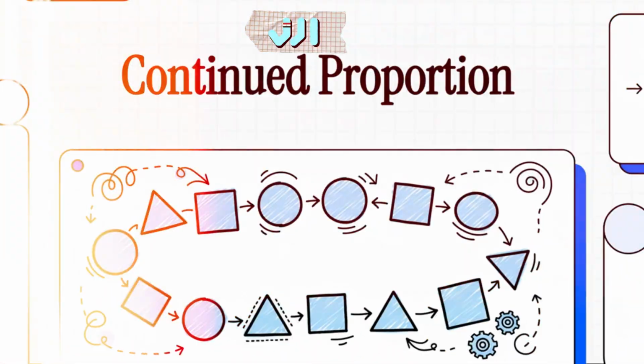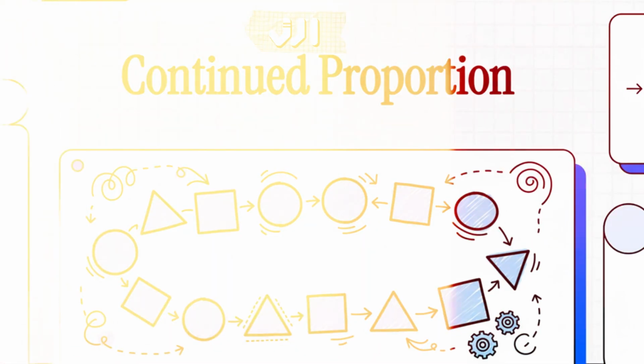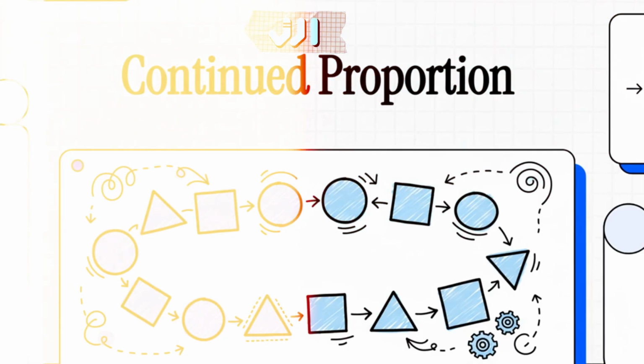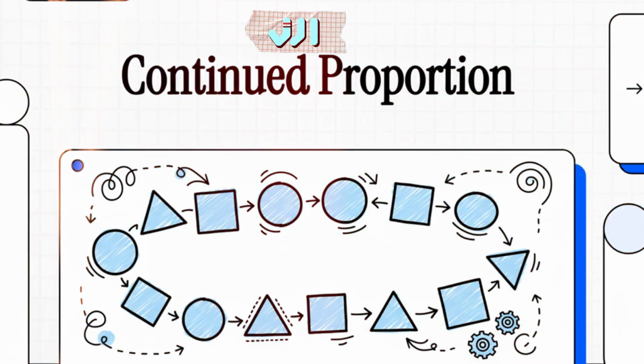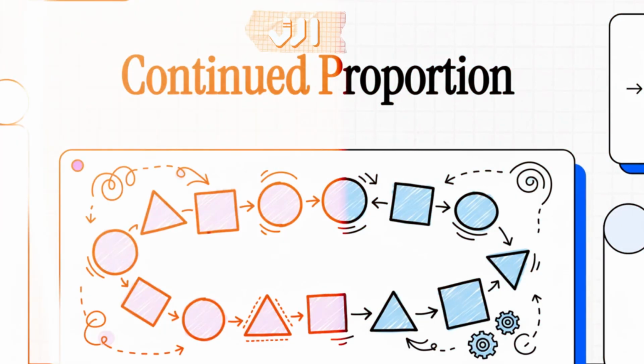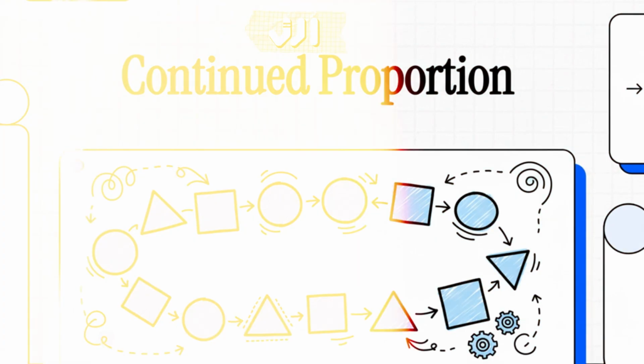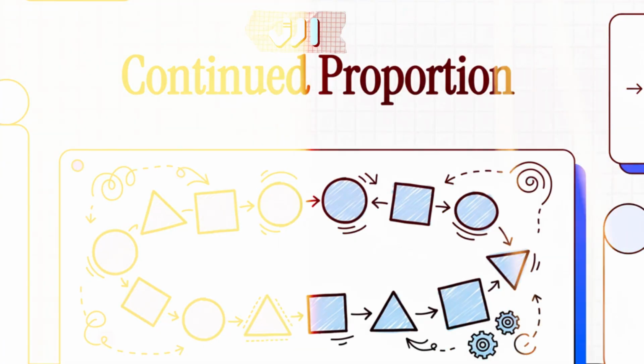Hey, welcome back. Today, we're going to crack open a really powerful mathematical idea. It's something that's hiding all around us, in places you'd never expect. We're talking about continued proportion, or as I like to think of it, the unbreakable chain of ratios.